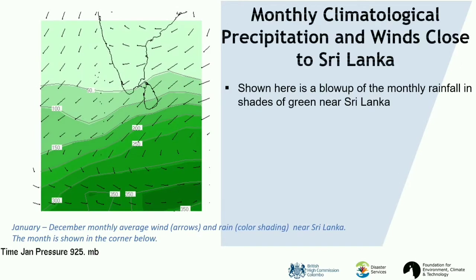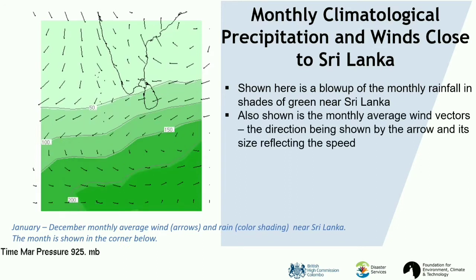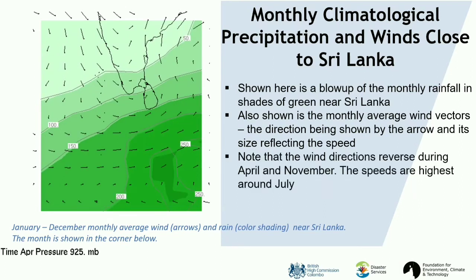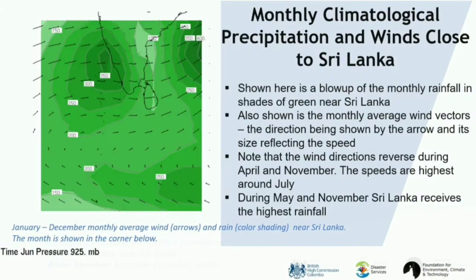Shown here is a blow-up of the monthly rainfall in shades of green near Sri Lanka. Also shown are the monthly average wind vectors, the direction being shown by the arrow and its size reflecting the speed. Note that the wind directions reverse during April and November. The speeds are highest around July. During May and November, Sri Lanka receives the highest rainfall.